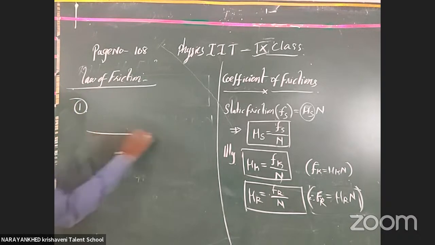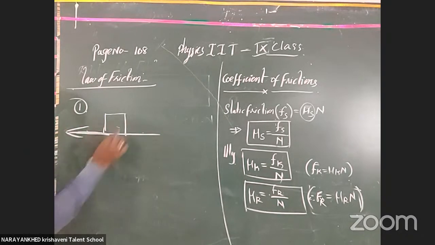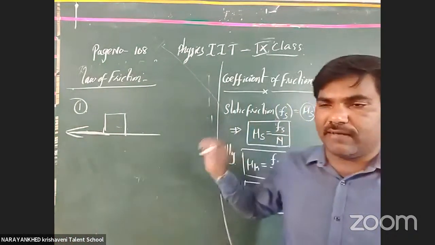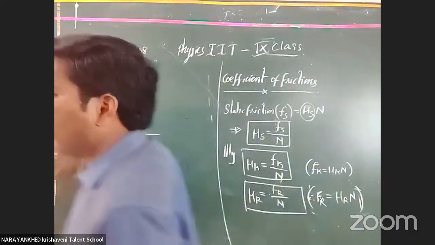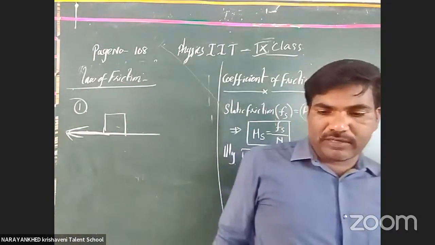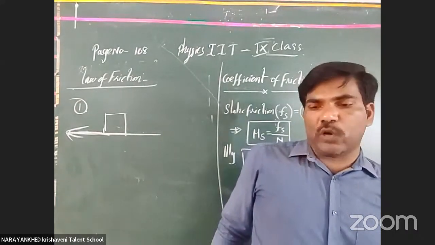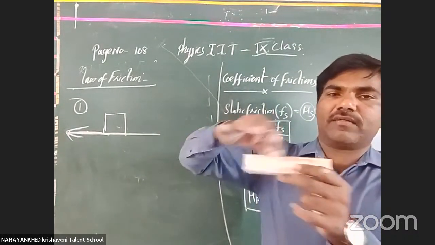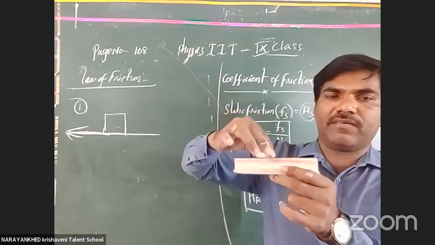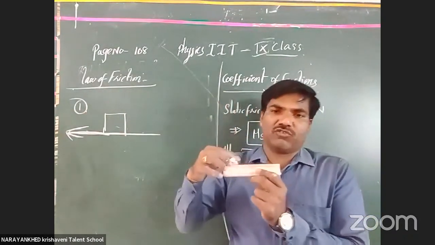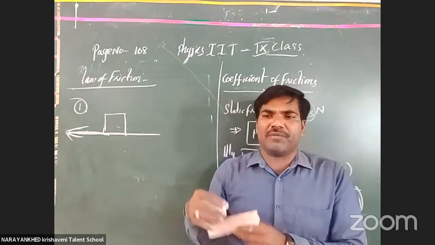The first law says that the friction you consider is opposite to the relative motion of the two surfaces, and it acts tangentially at the contact of one surface with the other. When two bodies are moving on one another, the two bodies have relative motion, and friction is opposite to the relative motion. Suppose these two are moving on one another. One wants to move backward, the other moves forward, so the motions are opposite. Relative motion, you know very well, motion is only relative actually.